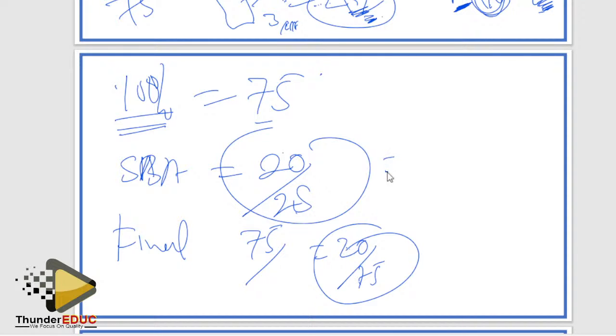Now let's calculate and find out how much it is in real marks. 20 divided by 25, answer times 100. The answer gives you 80%. So it means that in your SBA from term 1 to term 3 you have been getting distinction, level 7. What about in the final exam? 20 divided by 75, answer times 100.